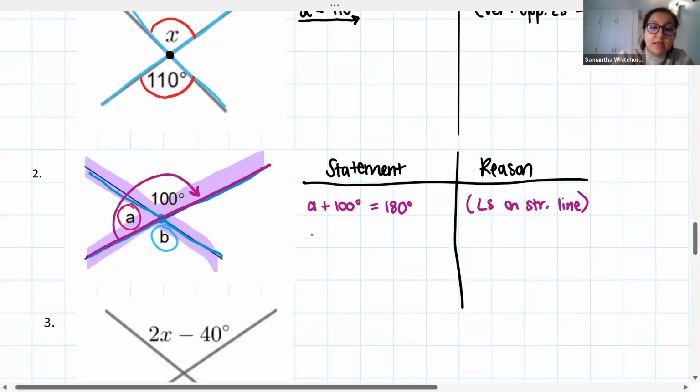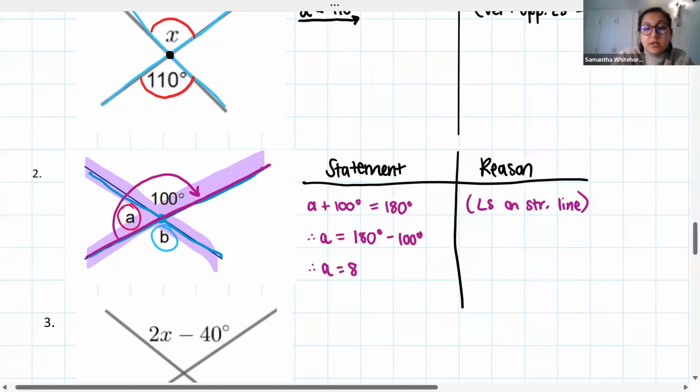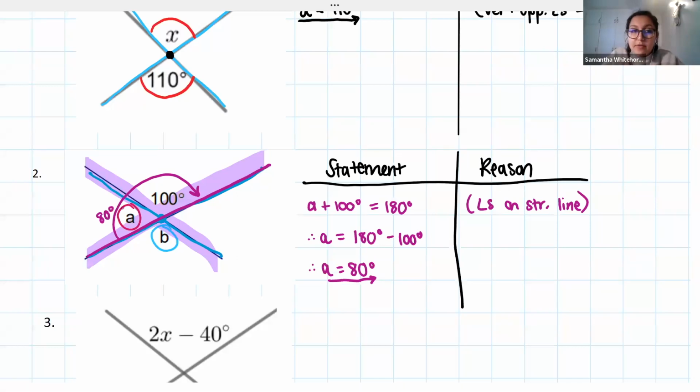Now that I've made my statement, I can go and work out my value of A. I'll subtract 100 on both sides. And so what that gives me is that A is equal to 80 degrees. Now I've said this to you before, I'm going to say it again. Whenever I start to find values, I like to put it on my diagram because it might help me get B.